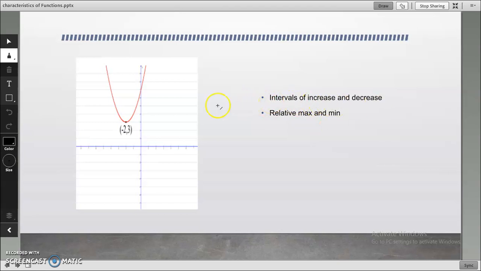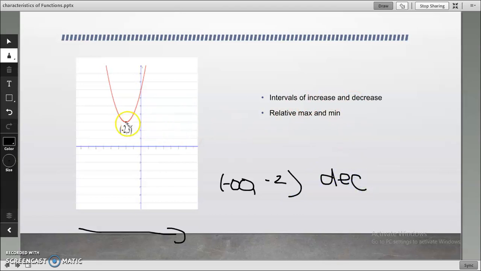All right, another example. Intervals of increase and decrease. Again, if I look at it like I'm reading a book from left to right, it looks like from negative infinity all the way to negative 2, I am decreasing. Looks like it's going down. Then it starts to increase here at negative 2. So from negative 2 to positive infinity, looks like I'm increasing.